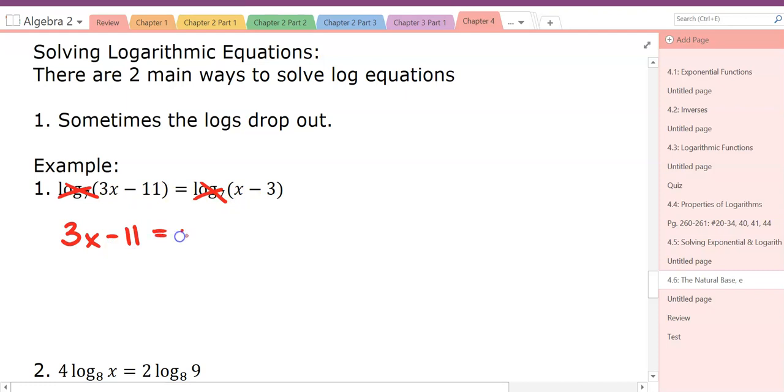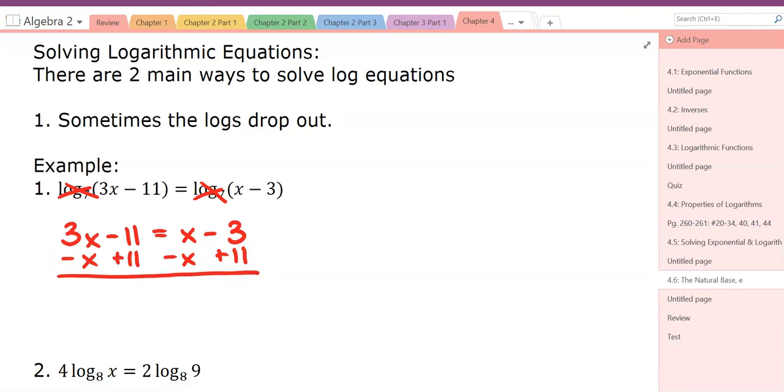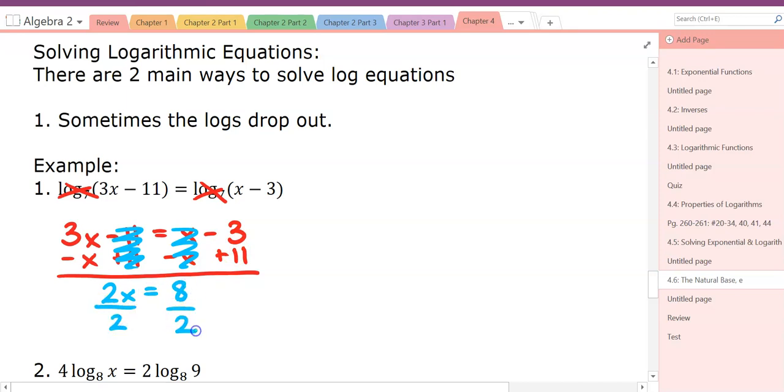3x minus 11 equals x minus 3, and then you just solve for your x. So for this one, I'm going to subtract x. I'm also going to go ahead and add 11 in the same step, just to get both of those terms moved around. So my x is gone, and my 11 is gone, and I just have to simplify what's left. So 3x minus x would be 2x. Negative 3 plus 11 is going to leave me with an 8, and then I divide by 2, and so x is going to equal 4.